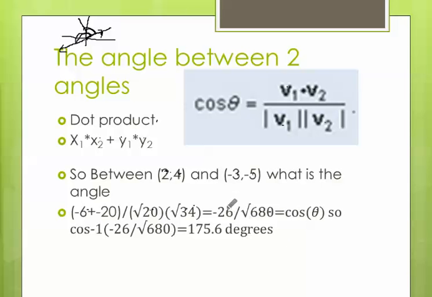So when I divide this out, I'm going to get... when I divide that out and take the inverse cosine, that's what this is supposed to be. It's supposed to be an inverse cosine. The inverse cosine of negative 26 divided by square root of 680, I get 175.6 degrees, almost 180 degrees. Seems reasonable, okay? That's the way you find these. It's not that difficult to do.